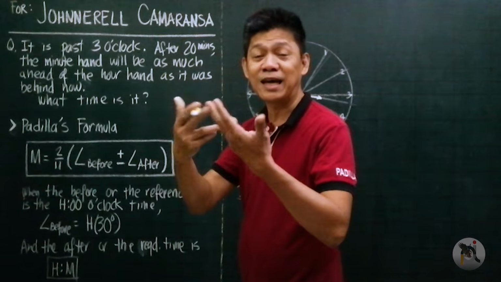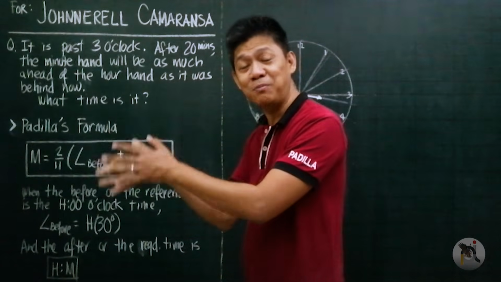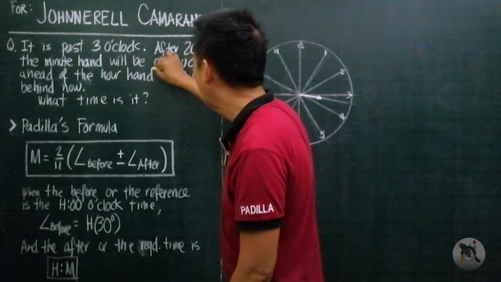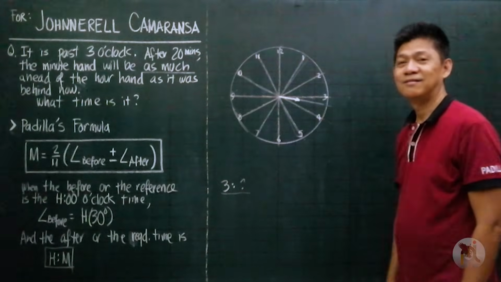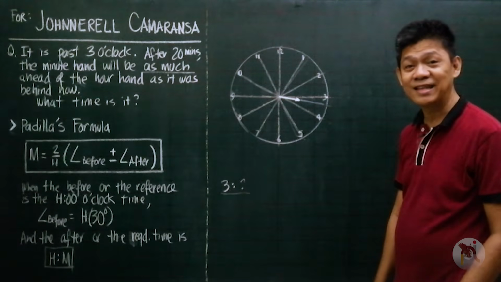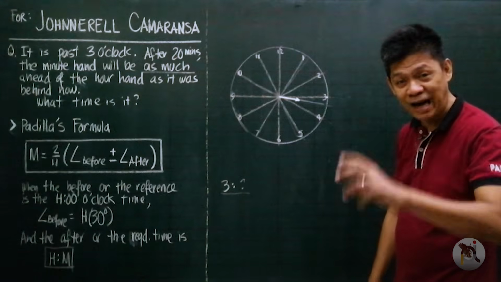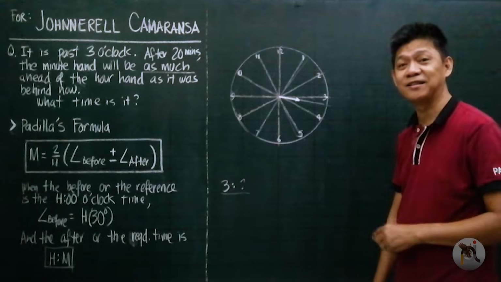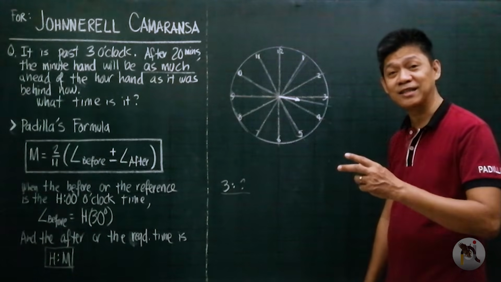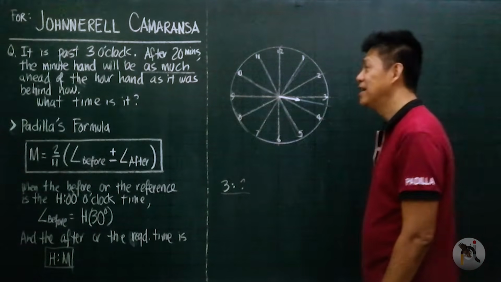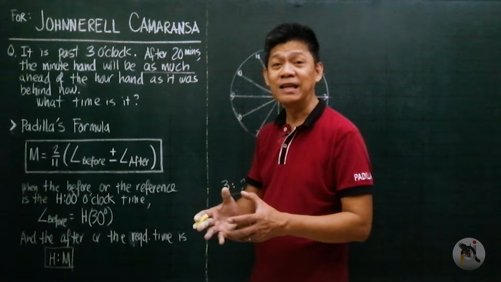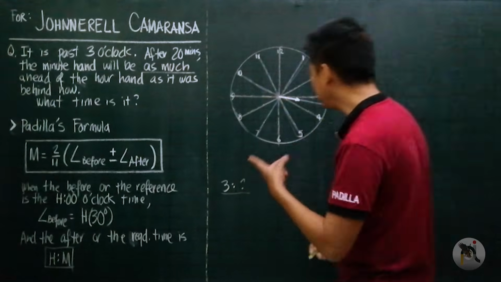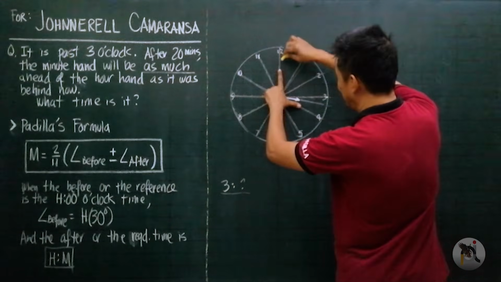Now, the minute hand is behind. After 20 minutes, it will be ahead. Ahead by how much? By as much. Meaning, the angle now between the hour hand and minute hand will be the same as the angle after between the hour hand and the minute hand. The only thing different is that the minute hand will be ahead, now it is behind.